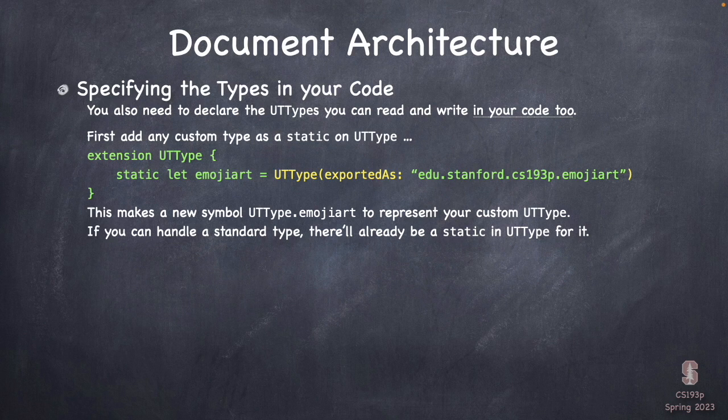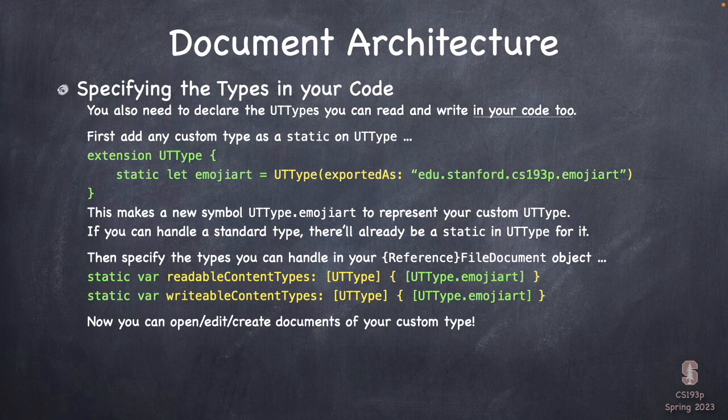And the way I created it is I say UTType that is exported as, because it's one of the exported type identifiers, right? And I give it that edu.stanford.cs193p.emojiart. And by the way, if you run your program and this string does not match what's in your Info.plist, you'll get a runtime error, which is cool. You get a little purple error. And that's it. So now we have invented a new type, emoji art.